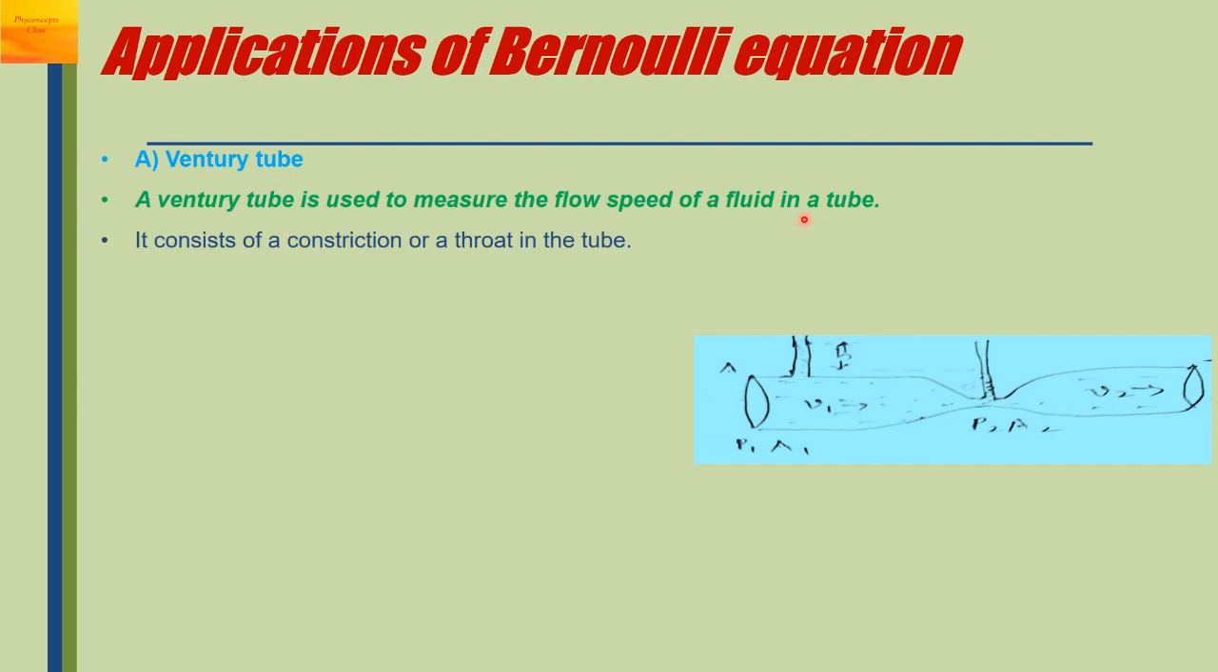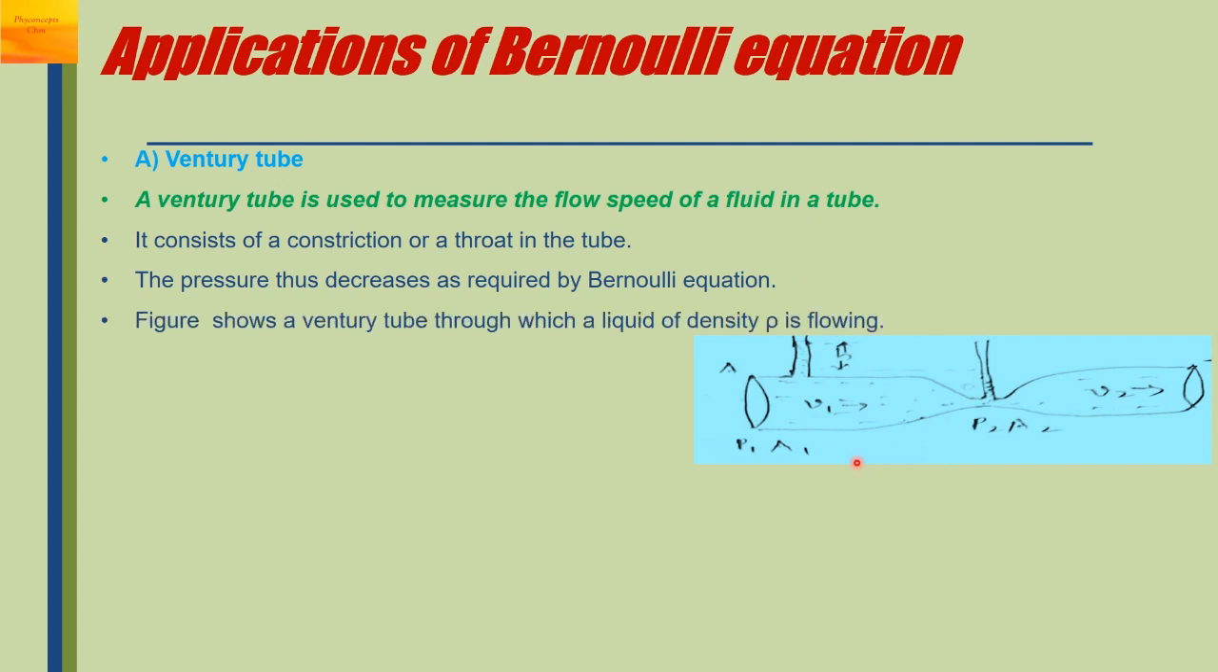First application, the Venturi tube. The Venturi tube is used to measure the flow speed of a fluid in a tube. In this diagram, we can see the Venturi tube through which a liquid of density rho is flowing.